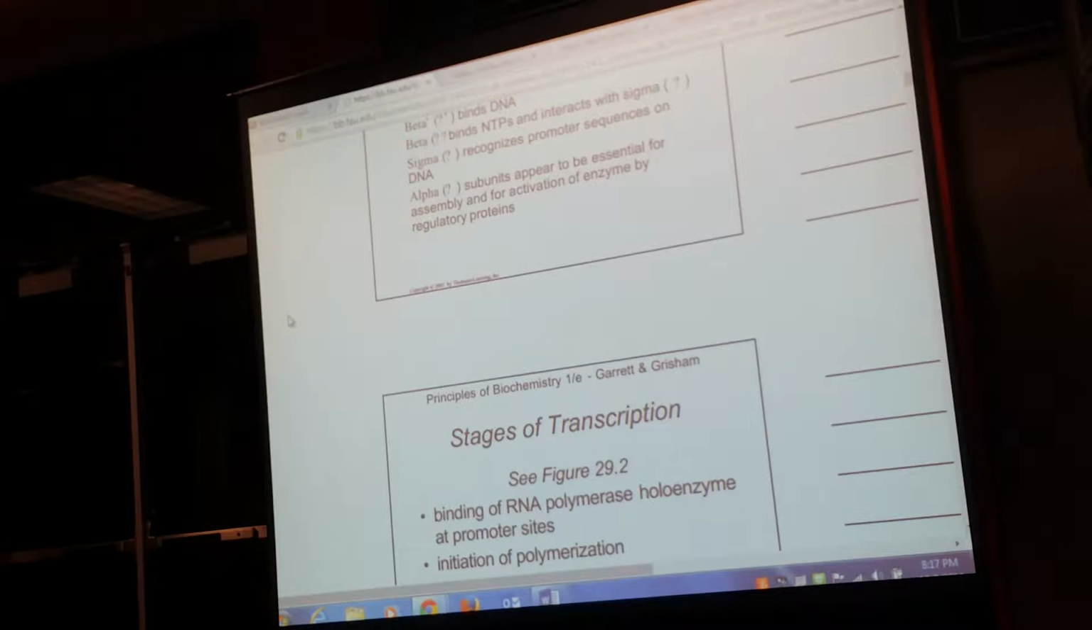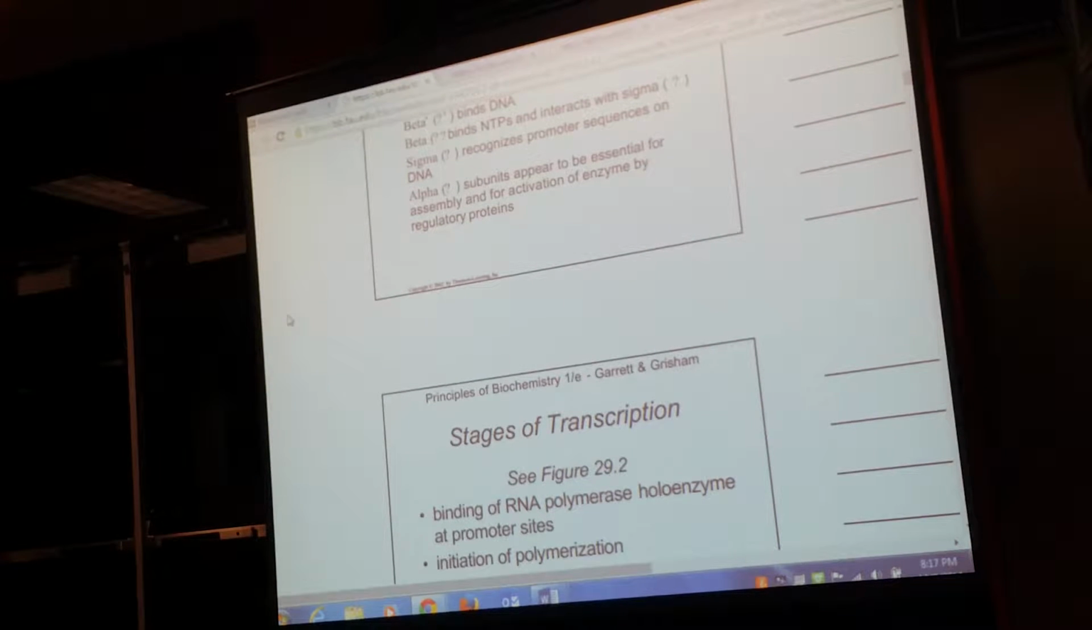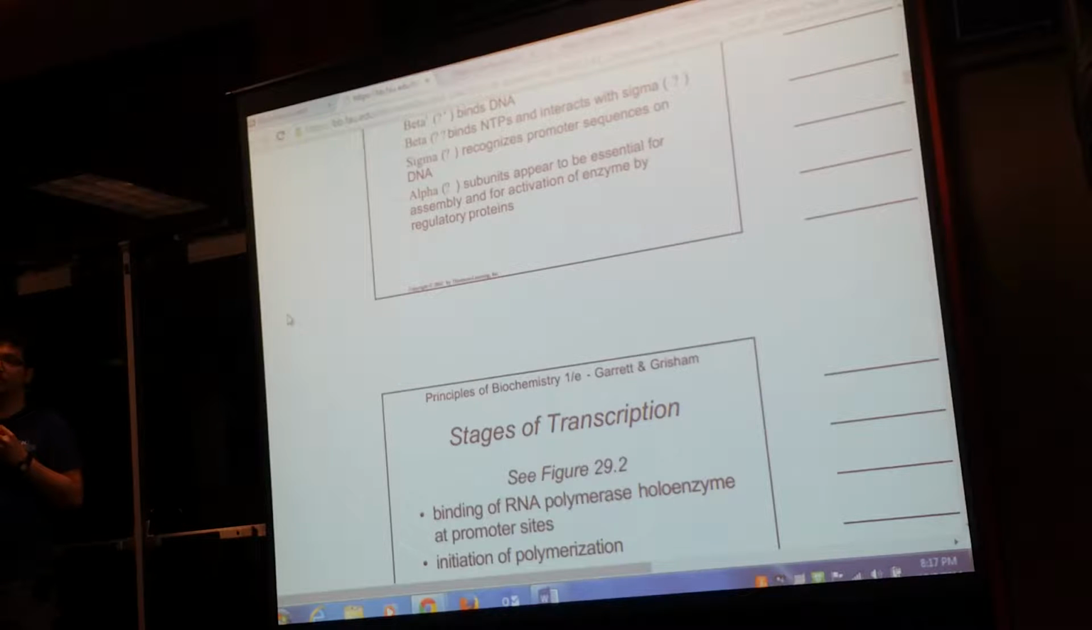For prokaryotes, there are very similar stages in transcription as in translation. There's an initiation phase, an elongation phase, and a termination phase. In initiation, you need the RNA polymerase, the ribonucleotides, and the promoter sequence. You see terms called the closed promoter complex and the open promoter complex. Initially, the DNA is closed, and then when you start transcription, it is open.